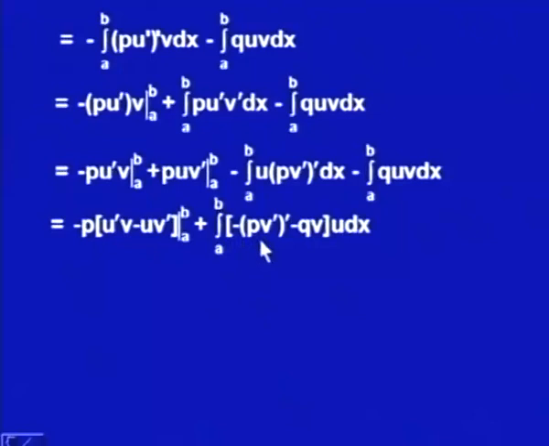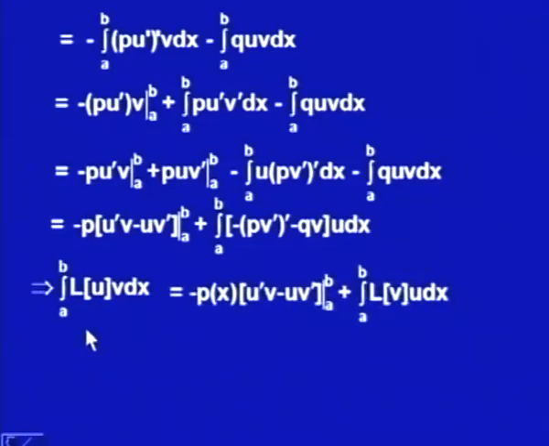Now, you see what we are getting is the operator L operated on the function v. Let us write it in this next line. So, we have started with the integral of Lu times v with respect to x on the interval a to b, and we are getting it as minus p(x)(u' v minus u v') evaluated from a to b, plus the integral from a to b of L(v) u integrated with respect to x.